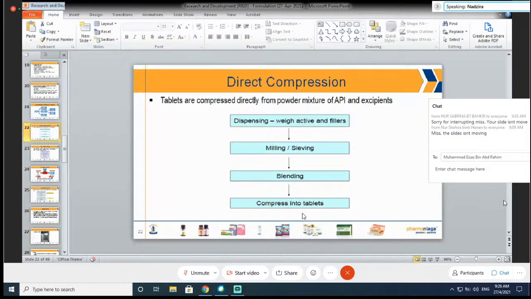Next we go for the sieving process. Sieving means to sift. After you weigh, then you have to sieve to have a uniform size of the particles of the powder. Next we go for blending, and after blending all the excipients with the API, we will compress the tablet. This is a very simple method, the direct compression method.